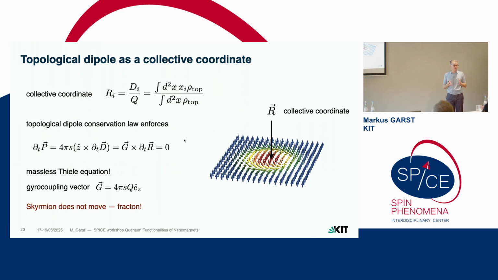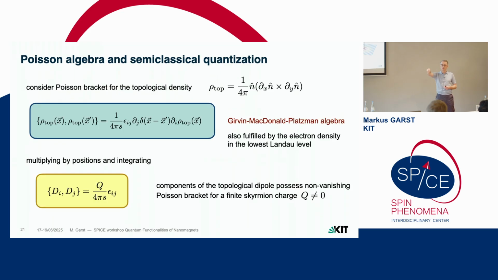It's immobile, and this is exactly what a fracton is. It cannot move because the conservation law prohibits it from moving around. So it's an immobile particle as long as you do not break translation invariance. If you break translation invariance, then you of course break linear momentum conservation, and then you can make the skyrmions move. But if you have a translation invariant system, the conservation law implies the skyrmion just does not move. It's a fracton.